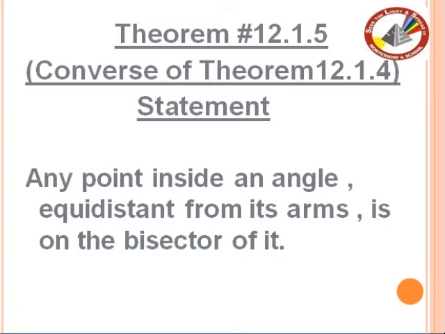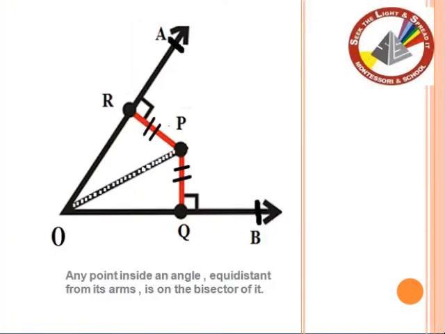Let's see how we will draw the figure by using this statement. We are going to draw an angle AOB by the intersection of these two rays OA and OB, and we have this point P.